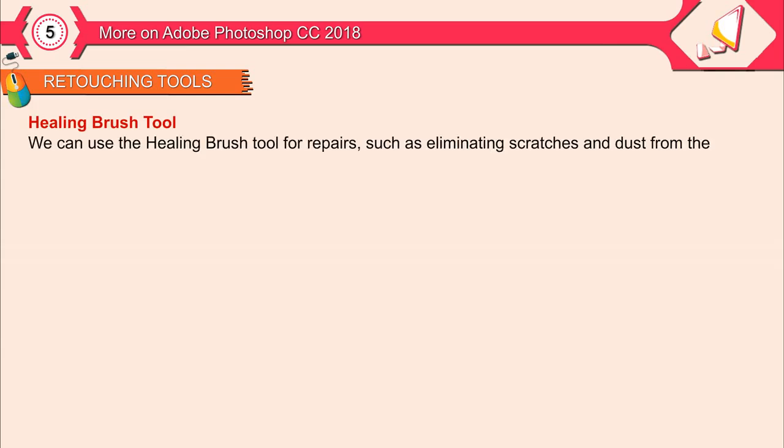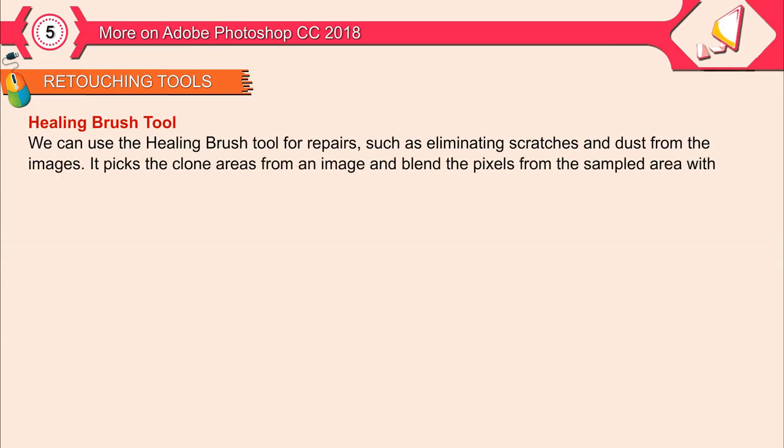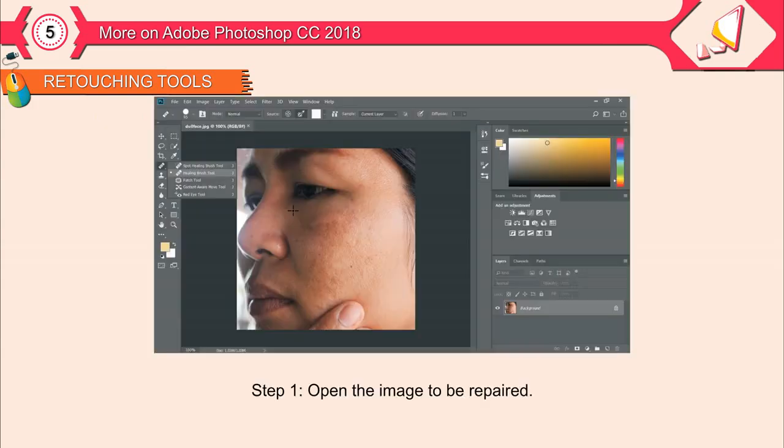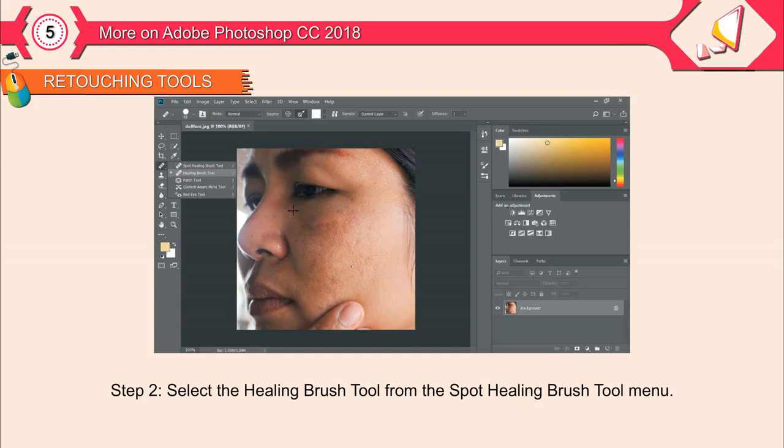Healing Brush Tool. We can use the Healing Brush tool for repairs, such as eliminating scratches and dust from the images. It picks the clone areas from an image and blends the pixels from the sampled area with the target area. To use the Healing Brush tool, follow the given steps. Step 1. Open the image to be repaired. Step 2. Select the Healing Brush tool from the Spot Healing Brush tool menu.